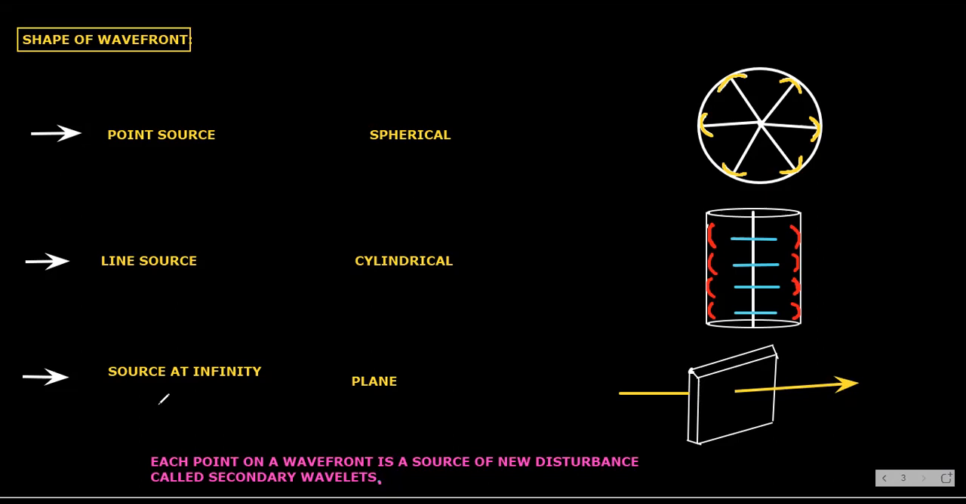One more point I have given below, that each point on a wavefront is a source of new disturbance called a secondary wavelet. So if you see this point here, because it is on the wavefront, it will again behave as a secondary source of light. Here it is the primary source of light, and here again is a wavefront. From here it will again get distributed, and again distributed. So this will behave as a secondary source of light.